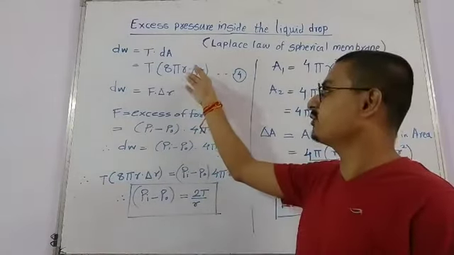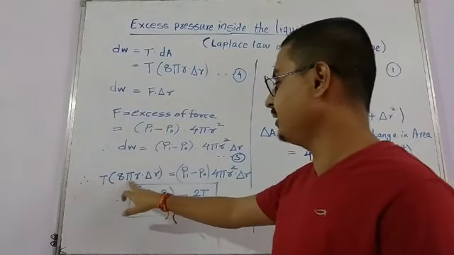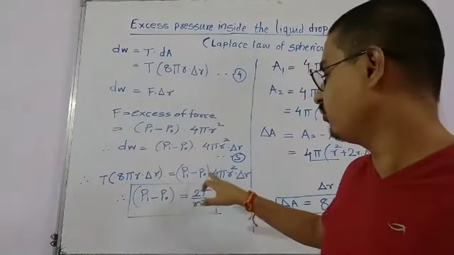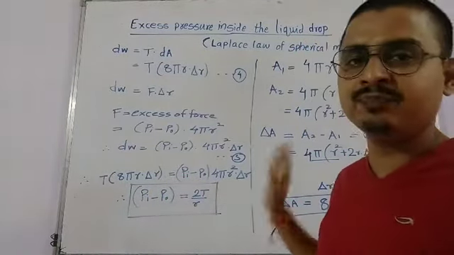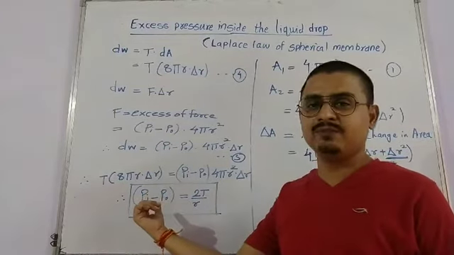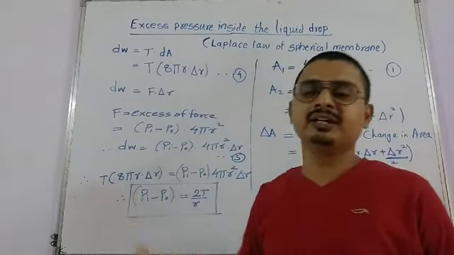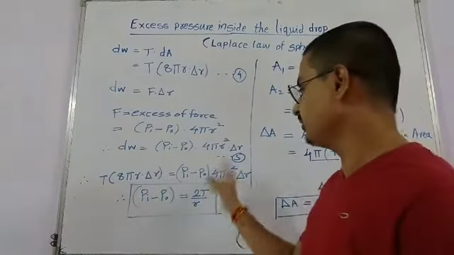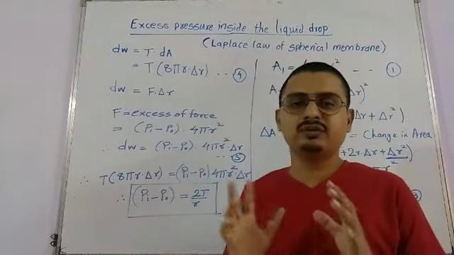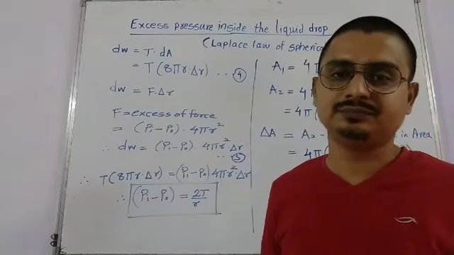Now we equate equation number 4 and equation number 5. We get T into 8 pi r delta r equal to Pi minus P0 into 4 pi r square into delta r. So excess of pressure Pi minus P0 equals 2T by r. When we cancel out the same terms in these two equations, we get this short formula, that is Pi minus P0 equal to 2T upon r.